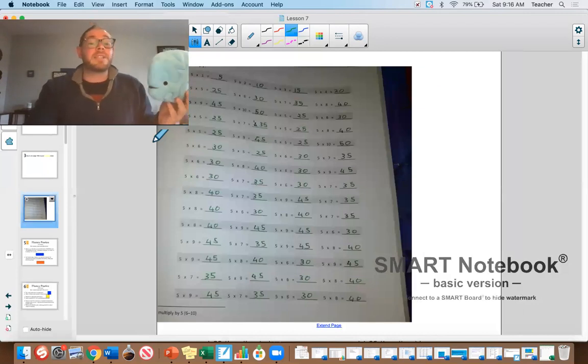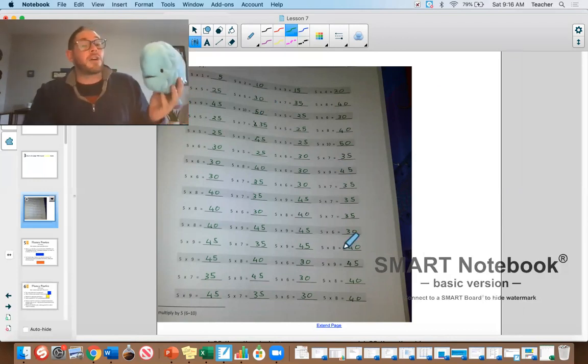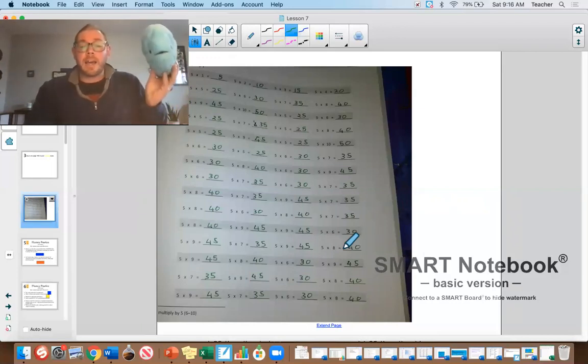Welcome back, grade threes. All right, here is our page that we did from our book, page 109. So Brain and I are going to show you what you need to be doing when you check it. We should be reading out the sum and the answers. So 5 times 1 is 5. 5 times 2 is 10. 5 times 3 is 15. 5 times 4 is 20.